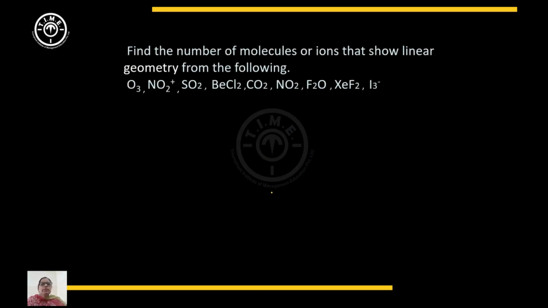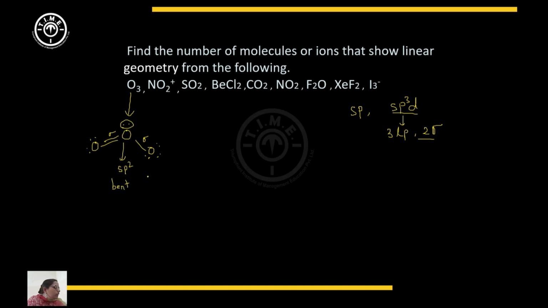The next question is, find the number of molecules or ions that show linear geometry from the following. So linear geometry means either it should be having the sp hybridization or sp3d hybridization, and in sp3d hybridization the condition is it should have the 3 lone pairs of electrons and 2 sigma bonds. We can take the Lewis dot structure like this. So the central oxygen is having the sp2 hybridization, 1 sigma here, 1 sigma and lone pair of electrons, so it is sp2 and it is a bent geometry. From the Lewis structure also it is bent geometry.